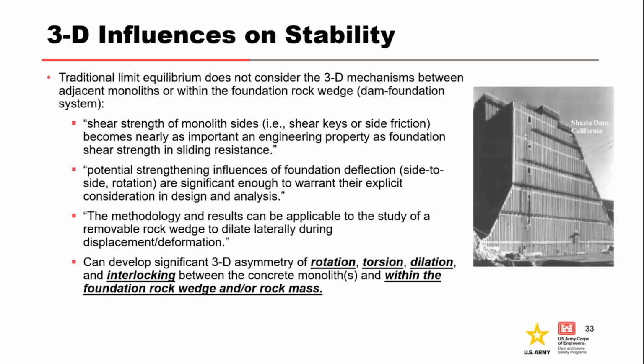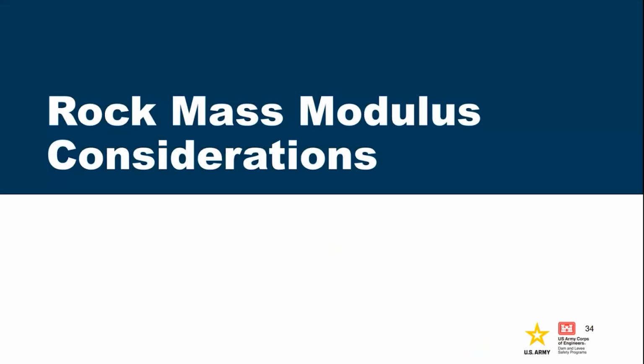Another consideration for 3D influence on stability is the shear strength along the monolith itself. Some monoliths are designed with shear keys to increase that strength. We also, from the differential movement between the monoliths and the foundation, can get rotation that can actually cause the blocks to lock together more.